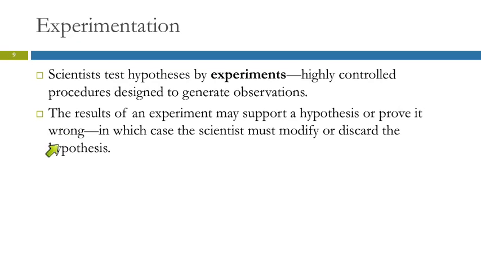So we do the experiment. What if our hypothesis is wrong? There's two options. You can modify it. Maybe you just need to tweak it a little bit. Or sometimes you have to chuck it out the window. It's like, man, I was way off base, and this experiment shows that.